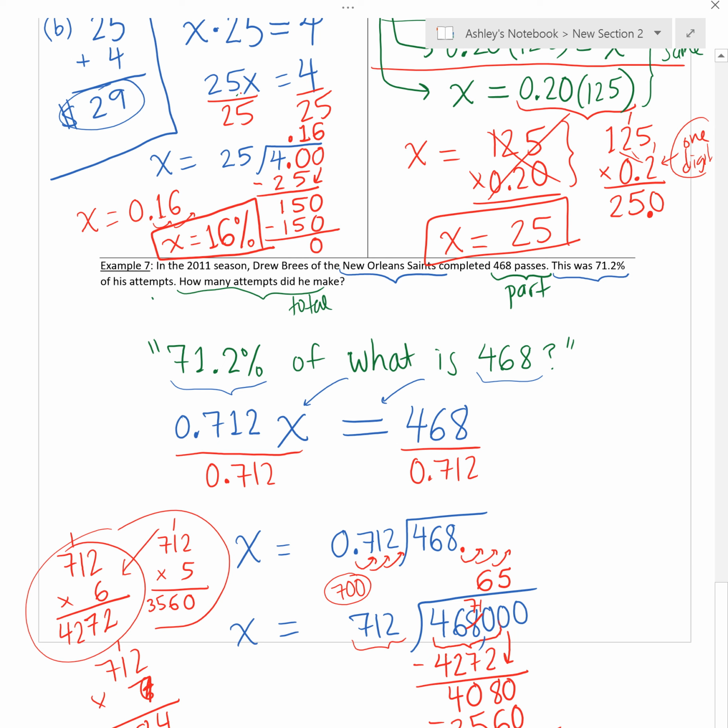All right, I don't have to borrow yet. Oh, but now I do. Make this a 10. 10 subtract 5 is 5. Okay. Bring down another 0. I hope this eventually ends. I don't want to keep dividing forever.